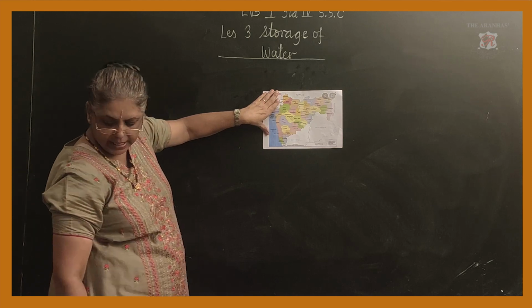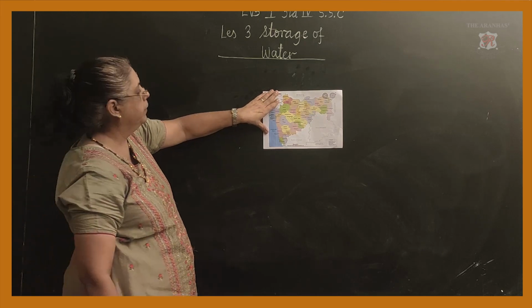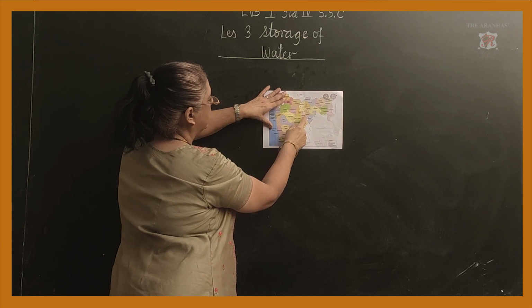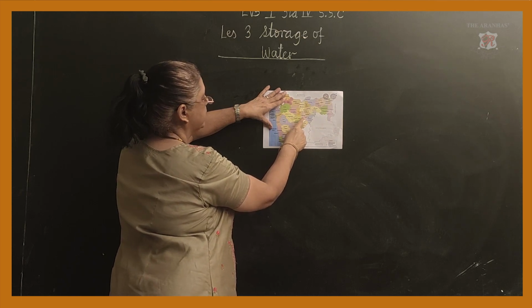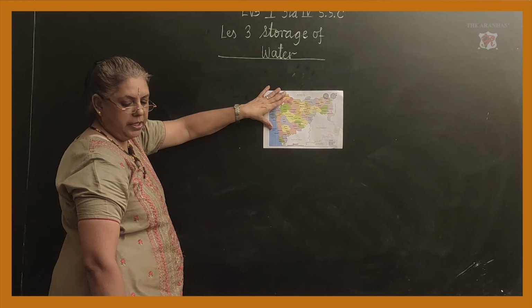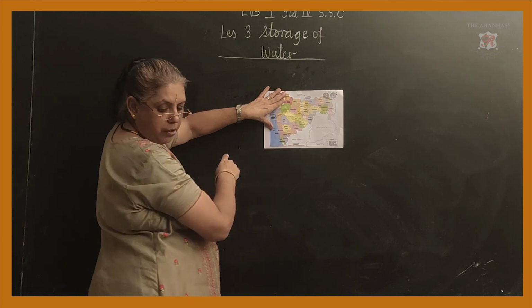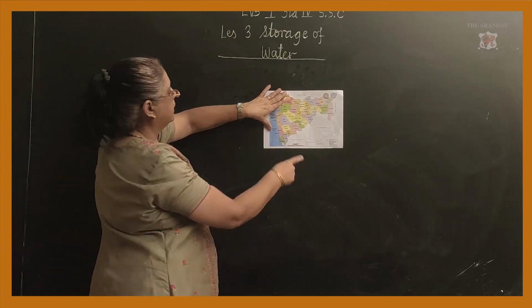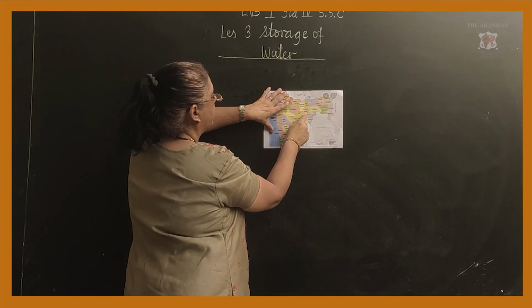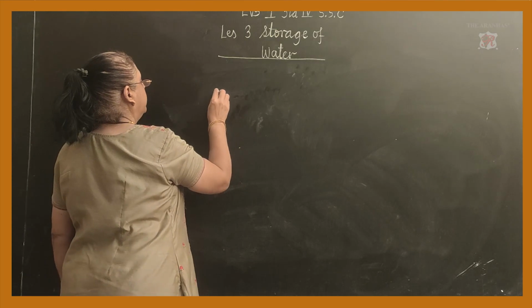And the last one is Yeldari. Yeldari is on river Purna, in Parbhani district. You can see Parbhani here, below this, near Jalna. So the first one I taught you is Jayakwadi, in Aurangabad district. The next one is Koyna, in Satara. The third one is in Sholapur district, and the last one is in Parbhani district. Now you can make a note of these dams.